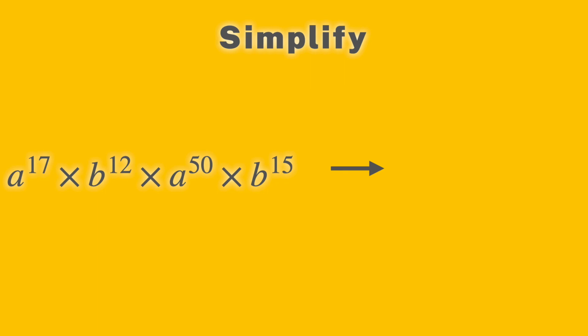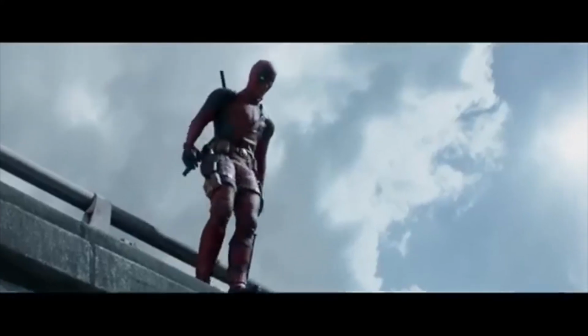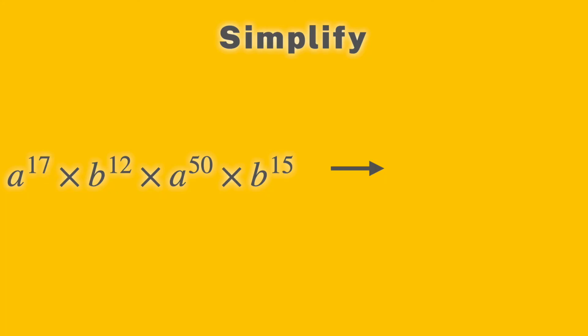Alright, this last one looks pretty tough. We have a to the power of 17, b to the power of 12, times a to the power of 50, times b to the power of 15. Maximum effort. Alright, we group the a's together, so I see I have a to the power of 17, a to the power of 50, so 50 plus 17 will be 67. And for the b's, we have b to the power of 12 and b to the power of 15, so 15 and 12 is 27. So what I'll get in the end is a to the power of 67 times b to the power of 27.